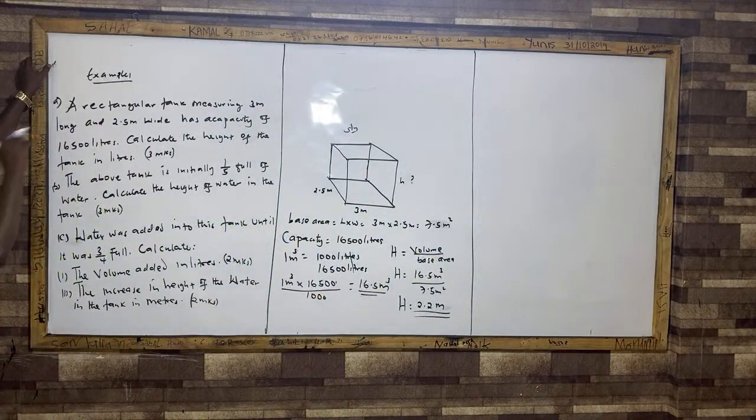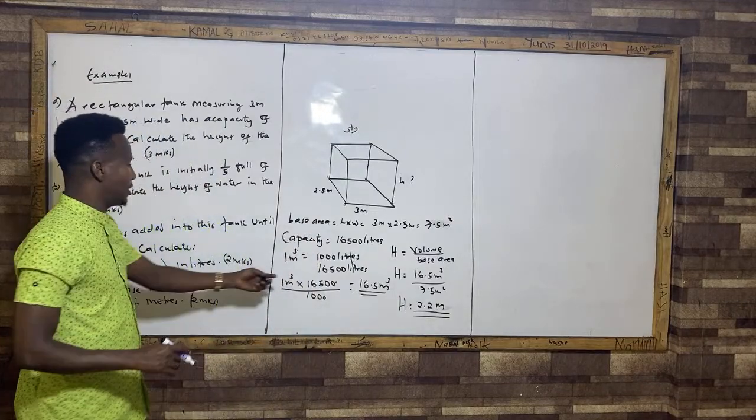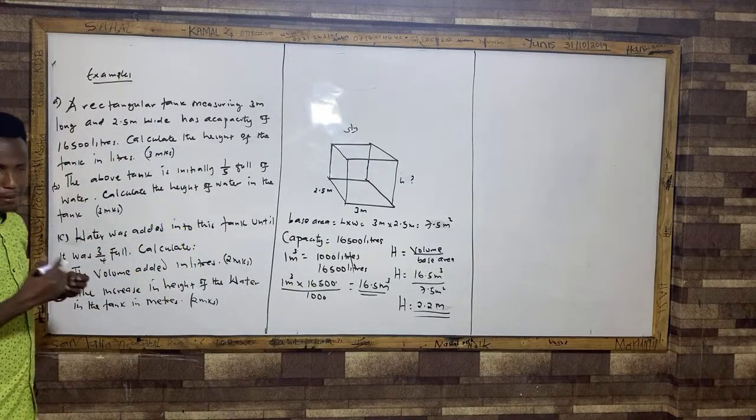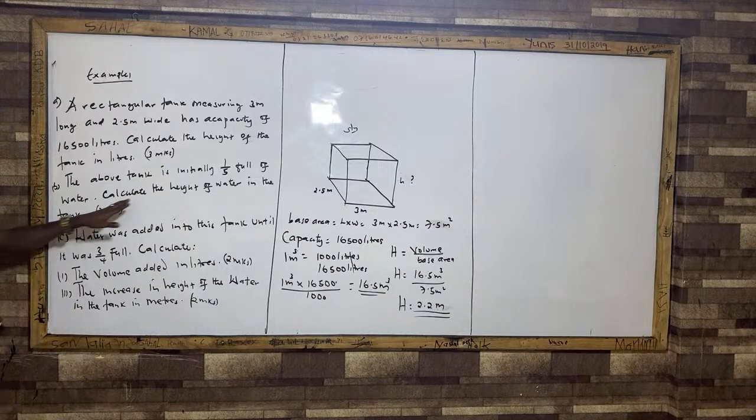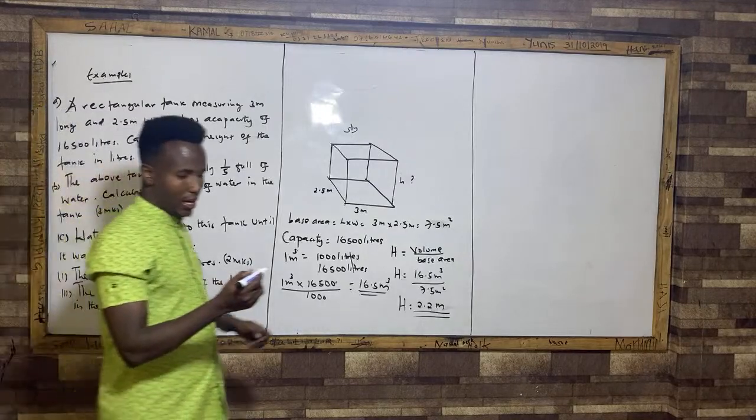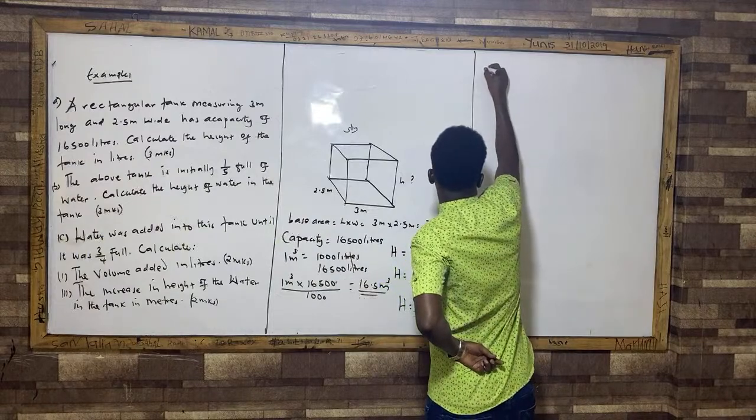They are told the above tank. The above tank is what? The above tank means the tank with the capacity of 16,500 liters or a volume of 16.5 meter cubic. Okay? You're told the above tank is initially 1 out of 5 full of water. Calculate the height of water in the tank. Let me get the capacity of water or volume of the water in the tank. Now this is question B.